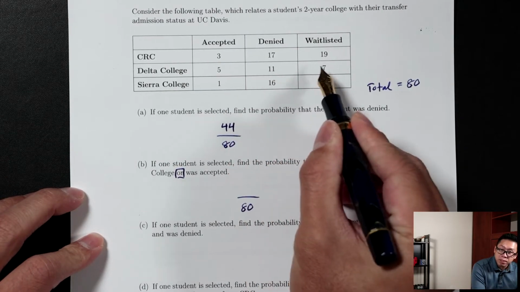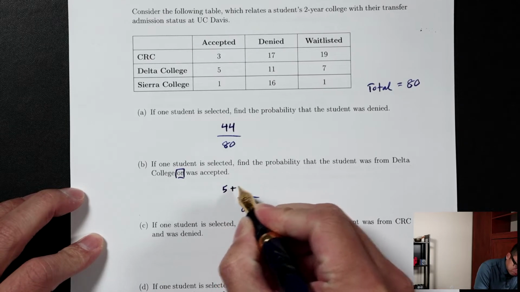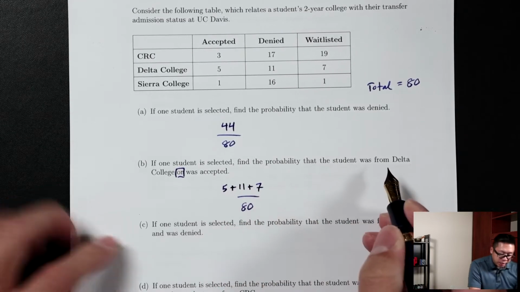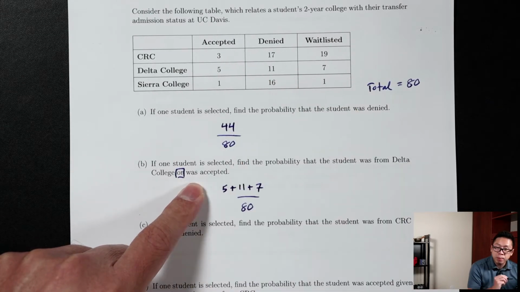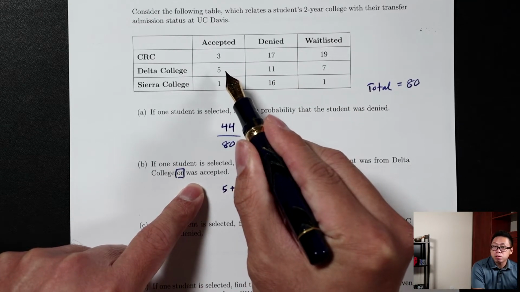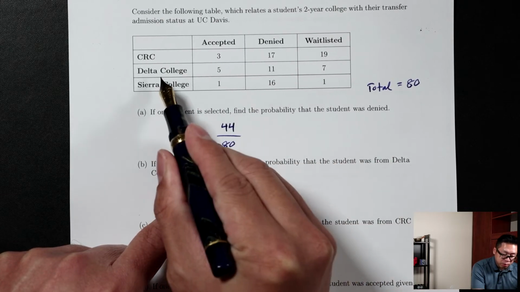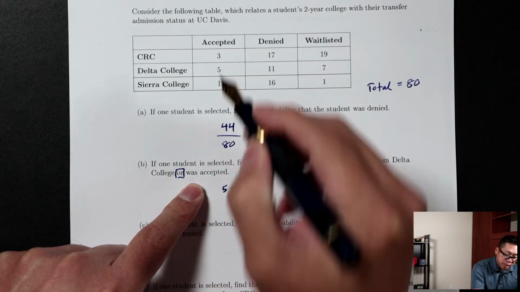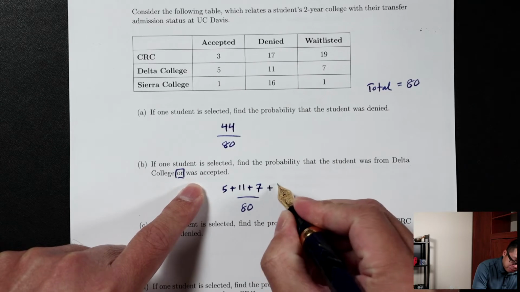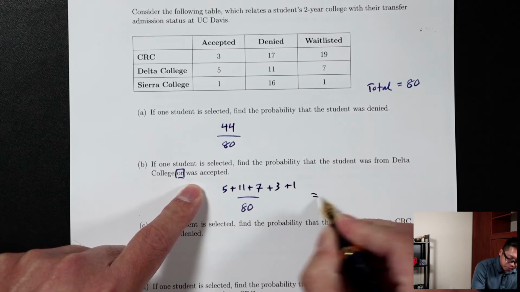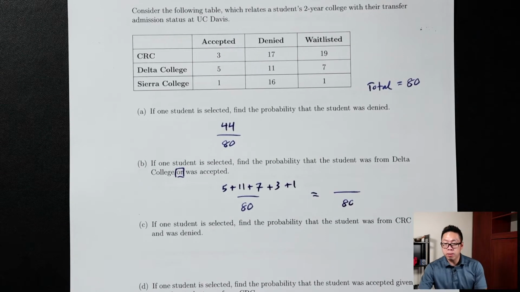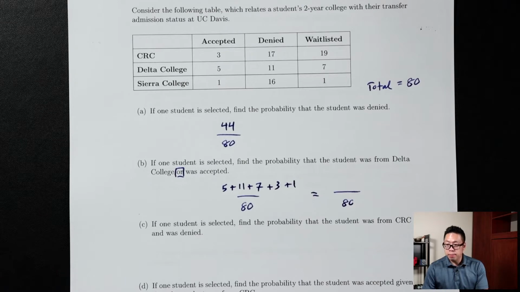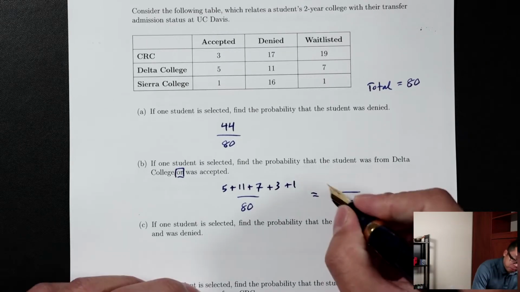The way I usually do this is I will take all the Delta College, so that's 5 plus 11 plus 7, and then add on the accepted students, which would be 3, 5, 1. But keeping in mind that I don't want to include the 5 because I got the 5 already from the Delta College. So I'm just going to add on a 3 and a 1. Okay, bottom's 80. Up top, 5 plus 11 plus 7 plus 3 plus 1. 27.